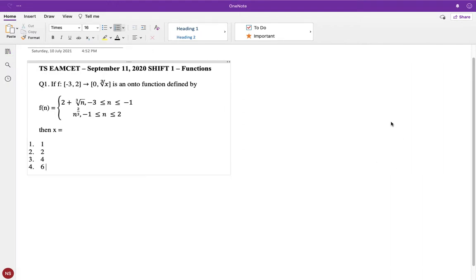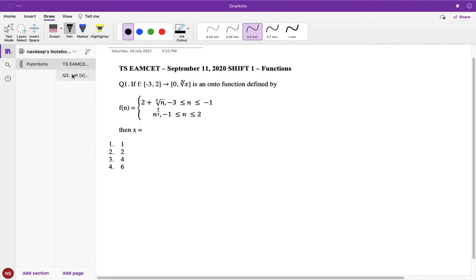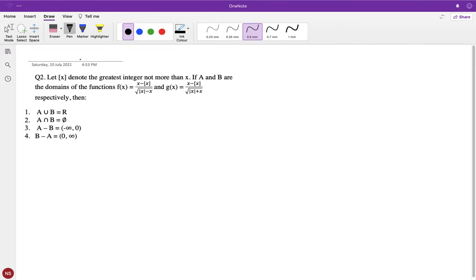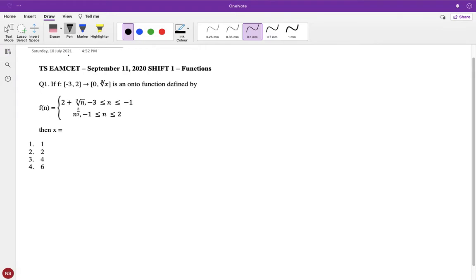Hello everyone. In this video, I will be covering problems from functions. In shift 1 on September 11, 2020 for TSEAMCET, there were only two questions asked on functions. This is the first function in which they have asked something about an onto function, and this is the second function in which they have asked about the domain of a function. So let us just start with the problems.